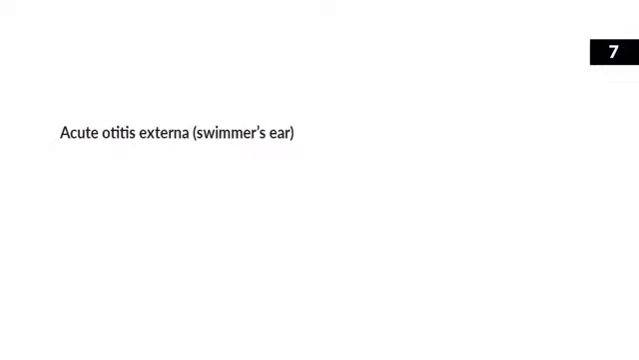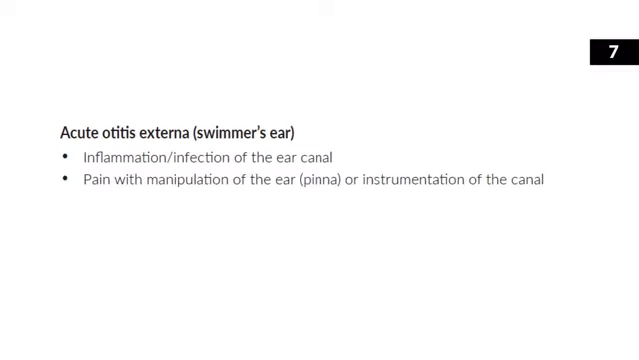Next, let's talk about some inflammatory diseases of the ear, starting with otitis externa. Otitis externa is inflammation or infection of the ear canal. One of the hallmarks of this disease is that when you pull on the pinna, it causes ear pain. Even putting the otoscope into the ear can be very painful for the patient.